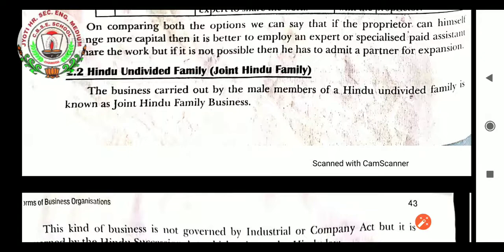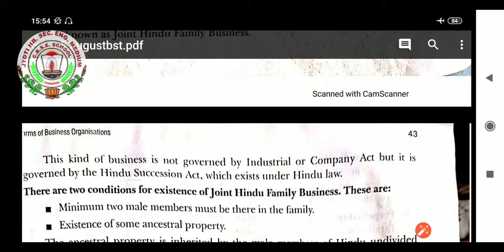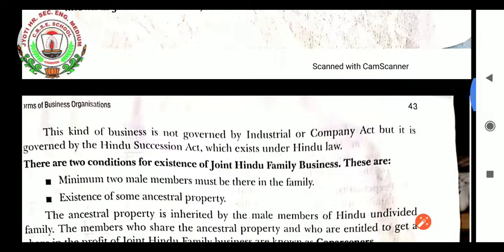The business carried out by the male members of a Hindu undivided family is known as joint Hindu family business. This kind of business is not governed by the Industrial or Company Act, but it is governed by the Hindu Succession Act, which exists under Hindu law.